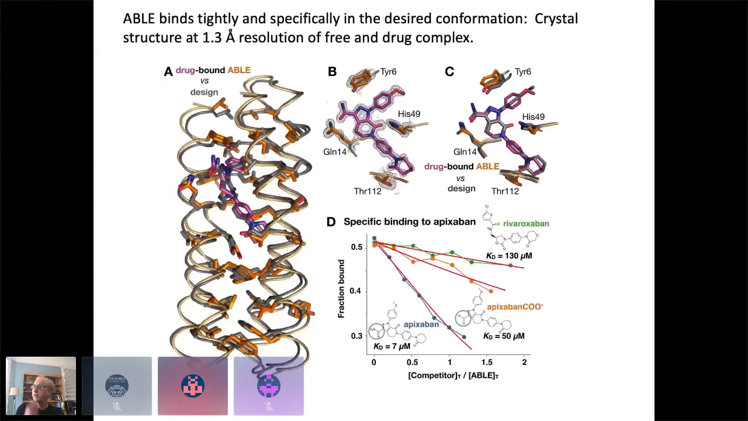The structure was solved at 1.3 angstroms resolution and agrees entirely with the design, with a few small exceptions. Now, it also is very specific. If we look at a closely related factor 10A inhibitor, it doesn't bind to it appreciably. And it's very sensitive to small changes to apixaban's structure.